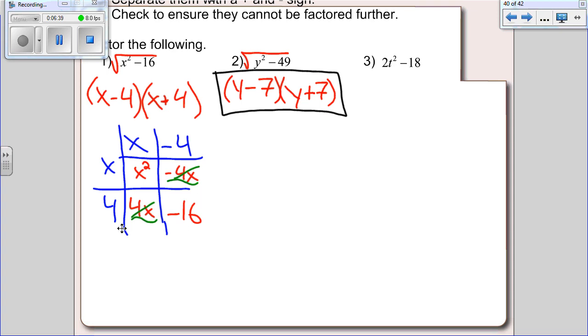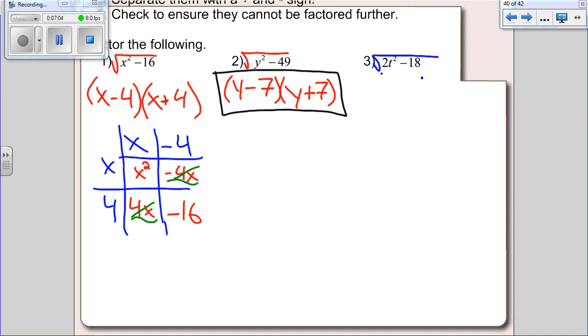Okay. This is how most people do a question. So, they look at number 3. They see it's 2 terms. They know to factor 2 terms, you do difference of squares. If you tried to do difference of squares, can I square root 2? No. Can I square root 18? No. So I actually can't do difference of squares on this.